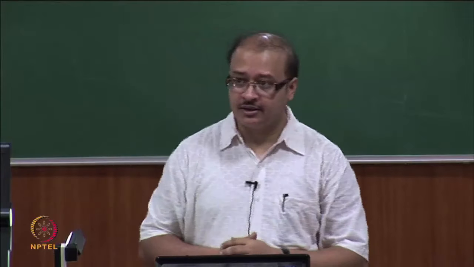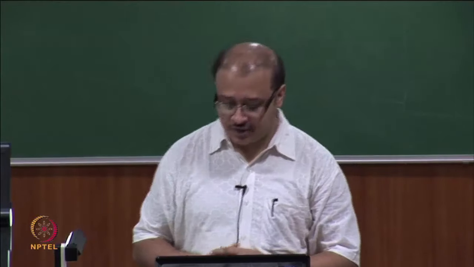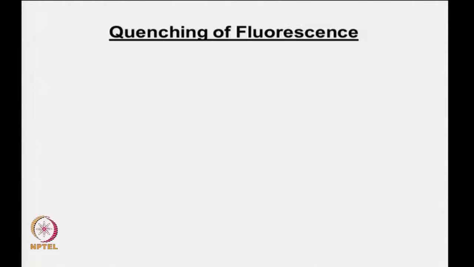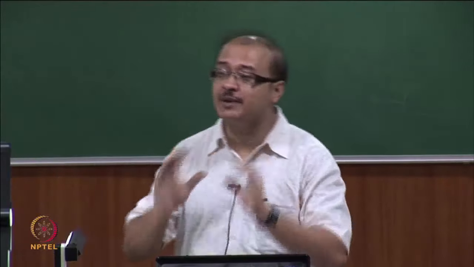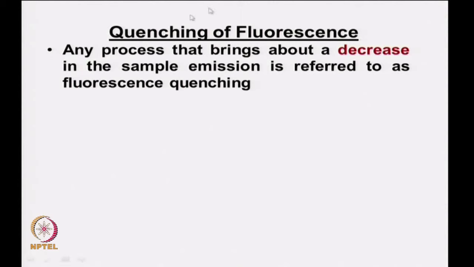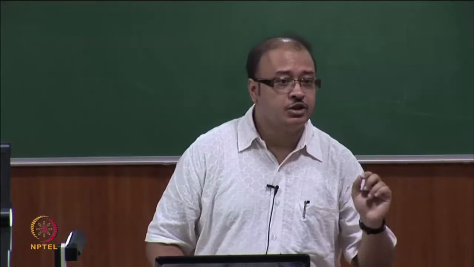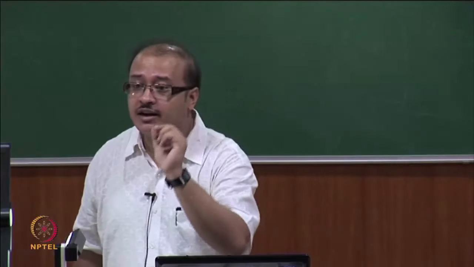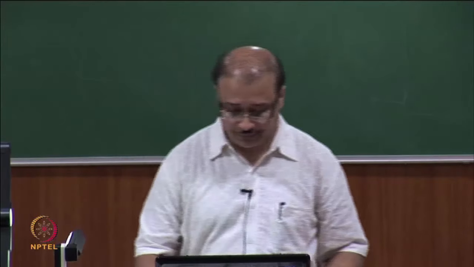Now, the other type of experiments that people generally carry out is referred to as fluorescence quenching, or quenching of fluorescence. Before going into the specifics of this, let us talk about this quenching process in detail. So, what is quenching? Any process that brings about a decrease in the sample emission is referred to as fluorescence quenching. That means, any process, right? It does not have to be a particular process. It can be any process by which you see that your fluorescence intensity has decreased.